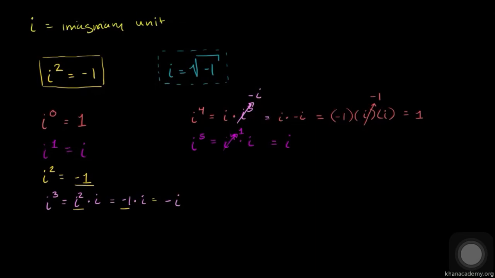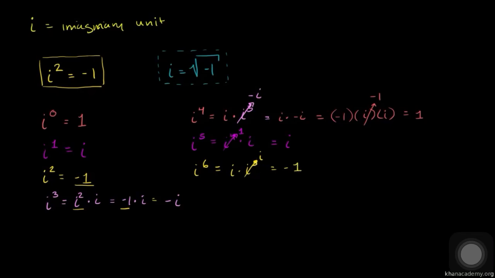Just to see the pattern keep going, let's try i to the 6th power. Well, that's i times i to the 5th power. i to the 5th, we already established, is just i. So it's i times i. It is equal to, by definition, i times i is -1.